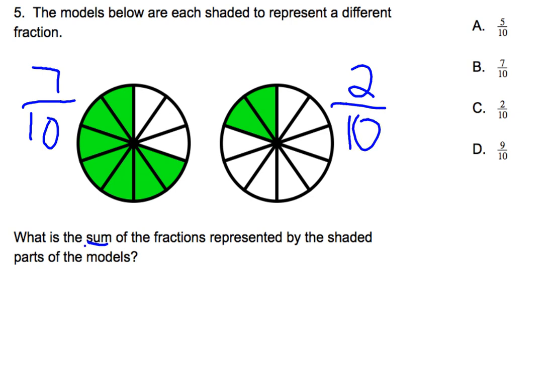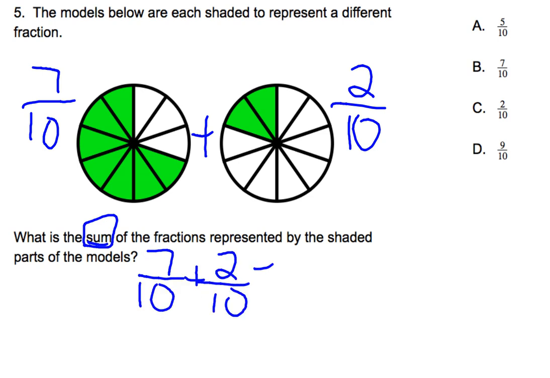So when it says sum, it wants me to add. So really I'm combining the two models. So 7 tenths plus 2 tenths equals 9 tenths, which is D.